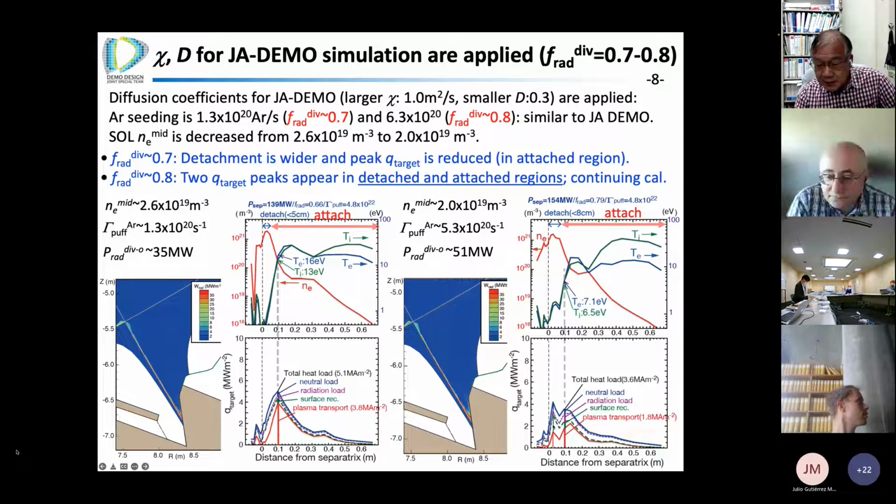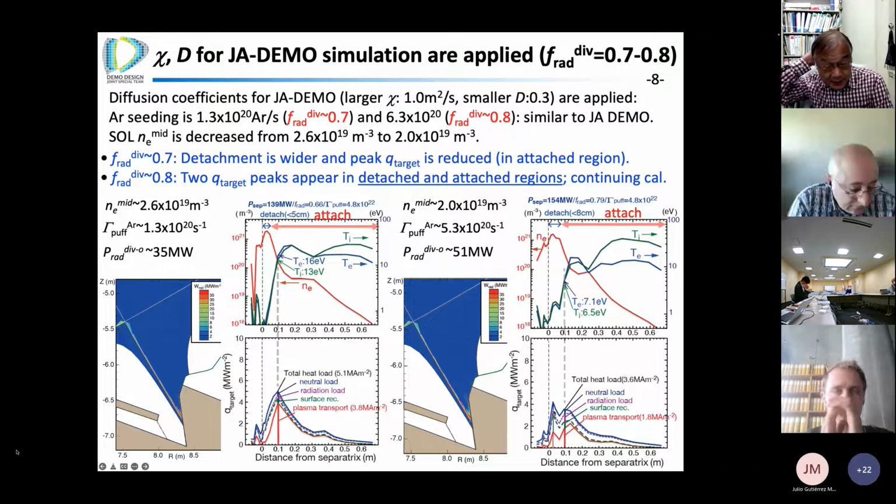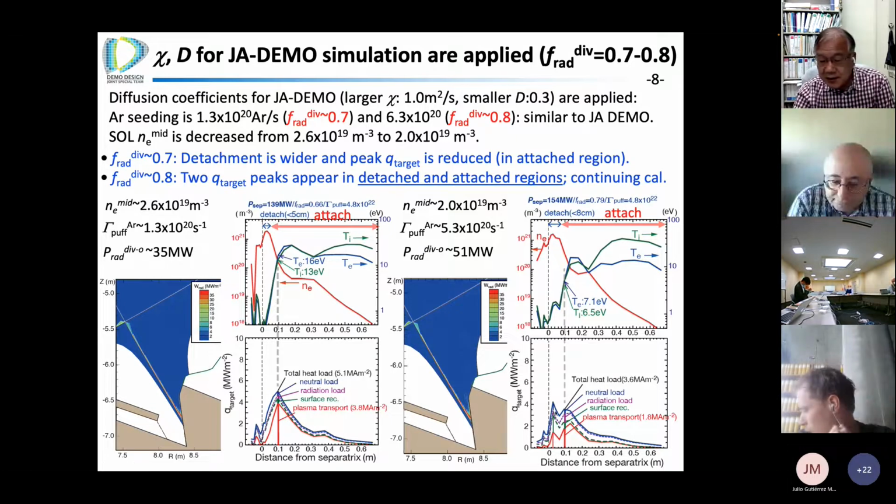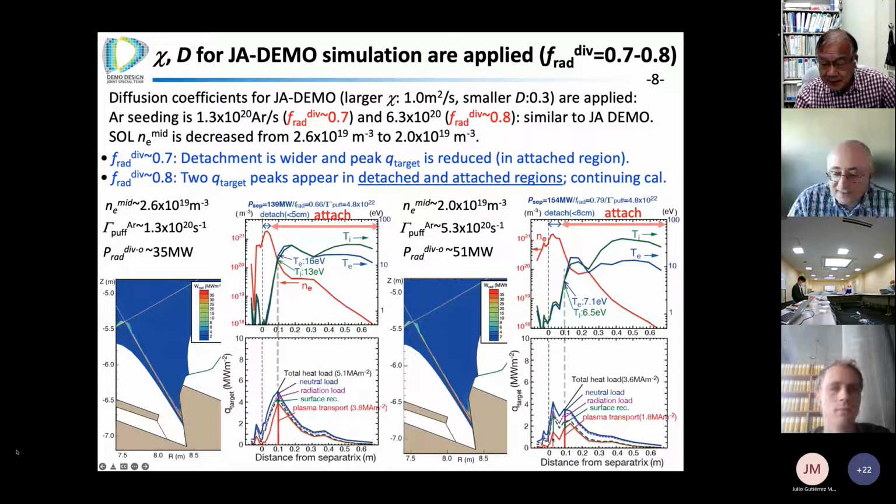That's one thing. As for the neutrals, right now Hoshino-san's group, he is a kind of developer of SONIC, is evaluating how much the charge exchange neutrals influence the divertor, especially near the target regions, from the more upstream regions. So we can discuss this kind of situation right now, including him. So that is my simple answer. Is that okay? Or do you have any more questions about this kind of result?